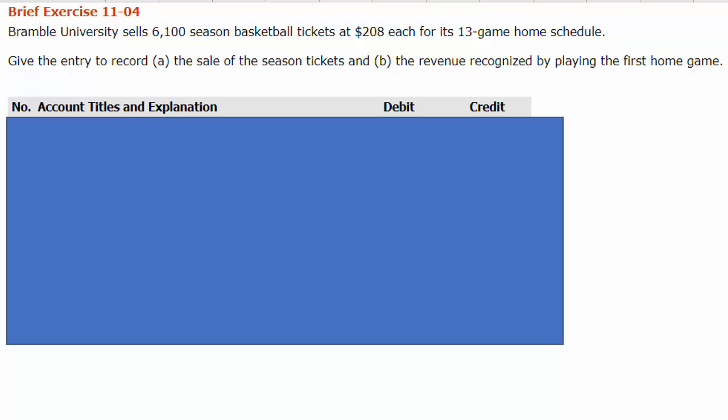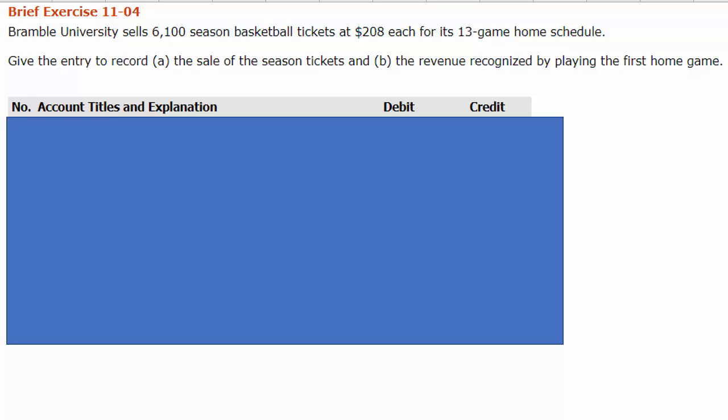Hi everyone, let's look at brief exercise 11-4. Now, we're dealing with unearned revenue, and remember that unearned revenue represents an obligation of a company, right? It's a liability. It represents something that they still have to do, something we owe to third parties outside the organization. Okay, so let's explore this one.